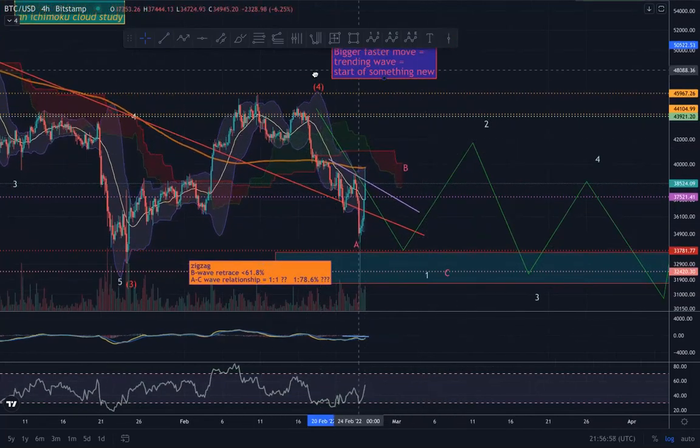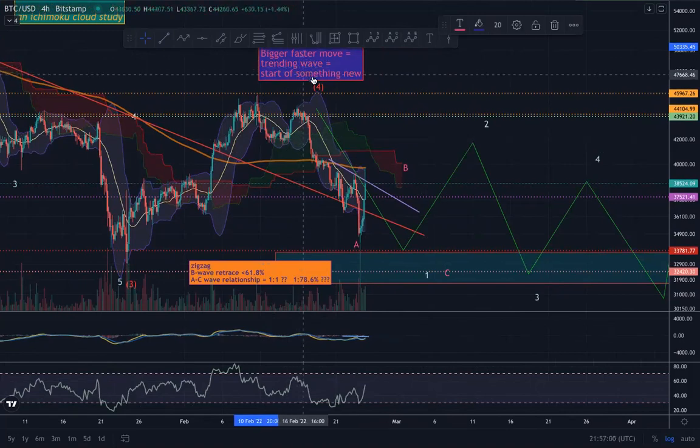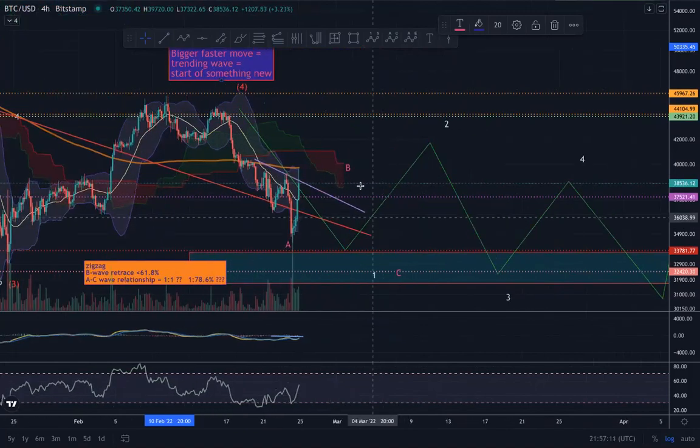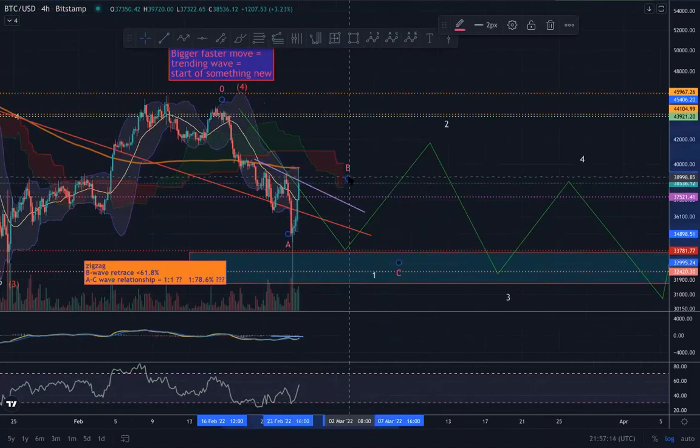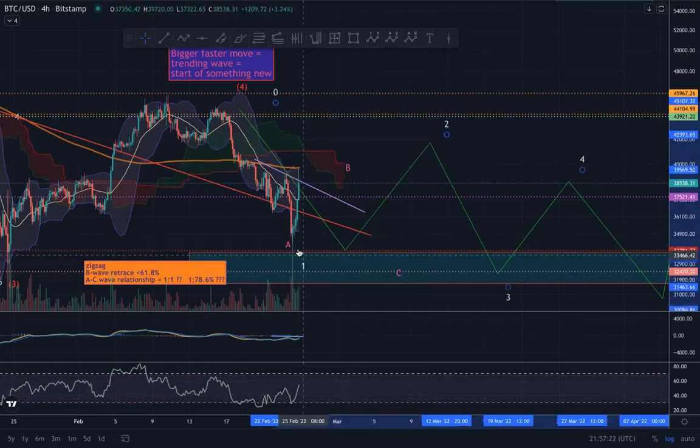And so that's that idea of bigger, faster moves, trending waves, starting something new. We're at the beginning of either an ABC formation to create the B, or an ABCDE formation to create the B, but it's going to be something corrective that would create the B. Either that, or it's going to be something corrective that creates this next 2 wave. And we've had our 3 down to create the 1. We've already had a 3 move down as a combination of correction. Okay, but anyway, I'm not going to repeat that.